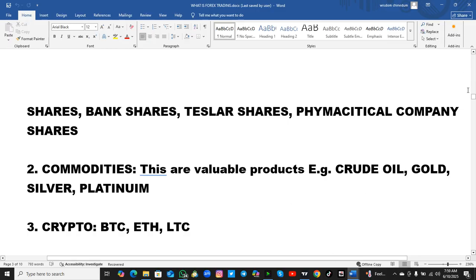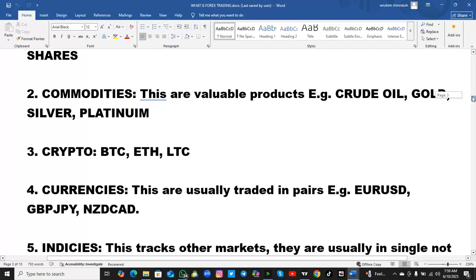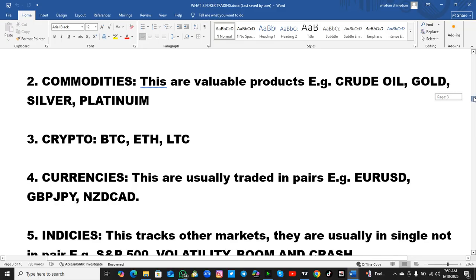So now we trade crypto too. I trade crypto too. You trade crypto, BTC, Ethereum, LTC, and currencies. Now, for me, I will tell you to stick with your currencies because these are usually traded in pairs, e.g., Euro USD, GBP, JPY, and NZD. There are more to that. These are just a few of the currencies. So you trade your currencies.